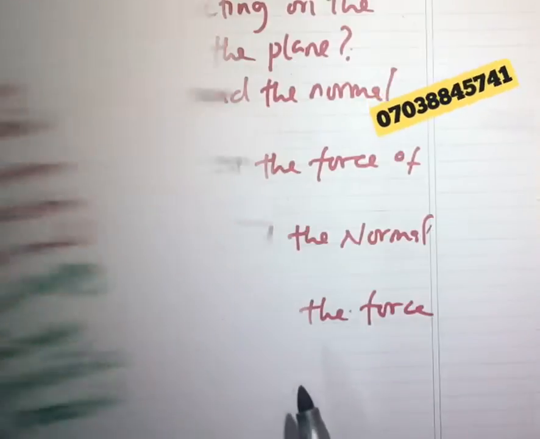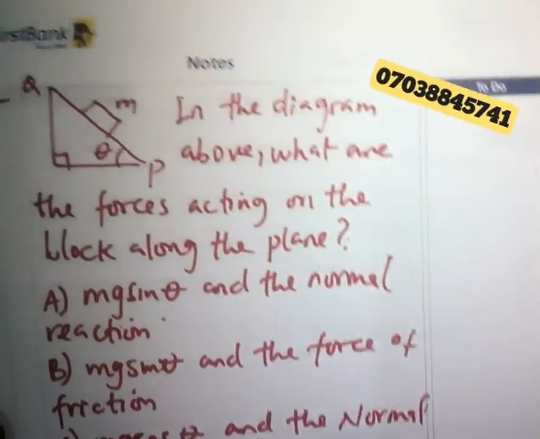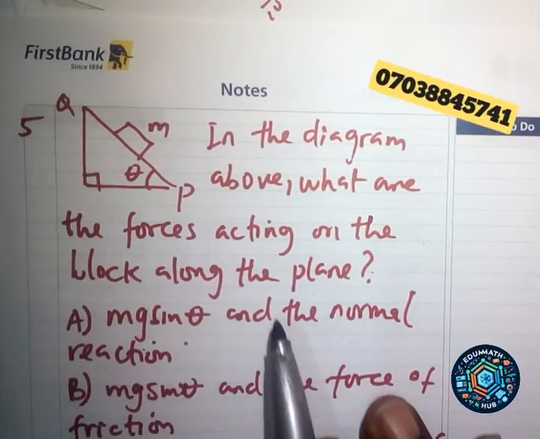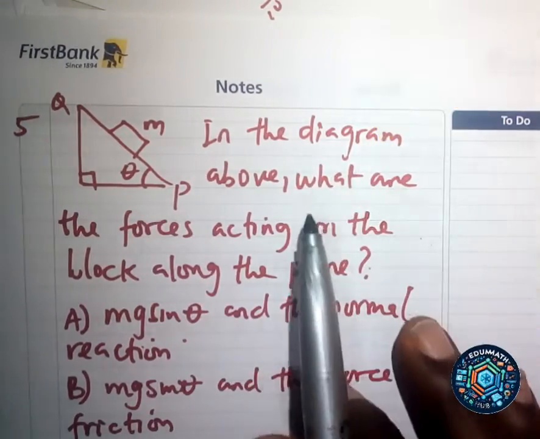Now let's move to the next one. On this next one, we are told that this body is on an inclined plane. You can see the body right here in the diagram above.